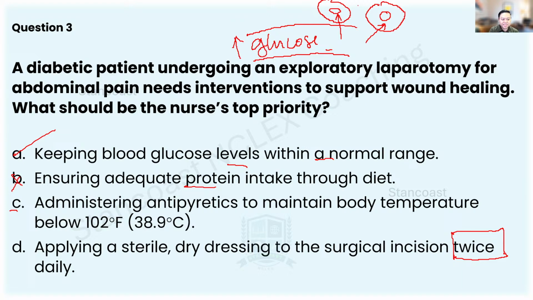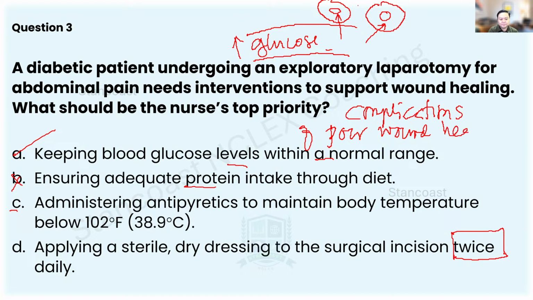Okay. Take note, guys, our patients with diabetes mellitus, if we are not controlling their blood sugars, they're going to be prone to complications such as dehiscence or evisceration, because of poor wound healing. Dehiscence and evisceration. Take note, guys. Blood sugar control is of utmost priority.